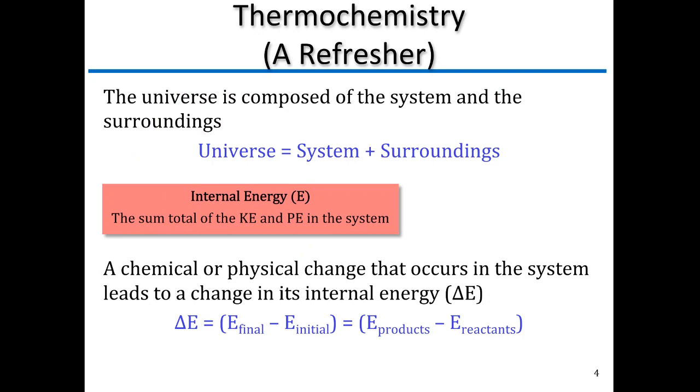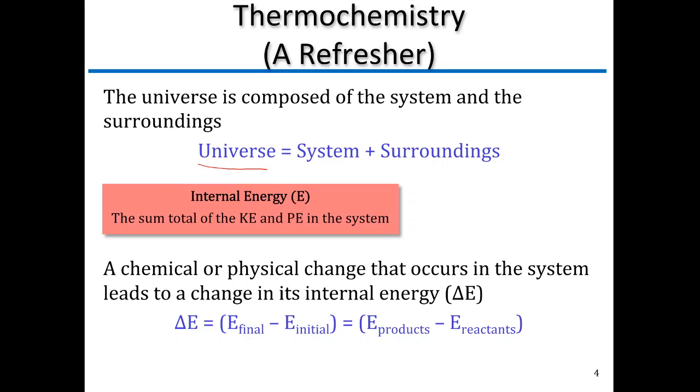Okay, so we're going to talk about things like the universe. We have to get these definitions down first. The universe is going to be equal to the system plus the surroundings. The system is generally what you're talking about. It might be a beaker or a calorimeter, something like that. That's going to represent your system. Everything that's not the system will be your surroundings.